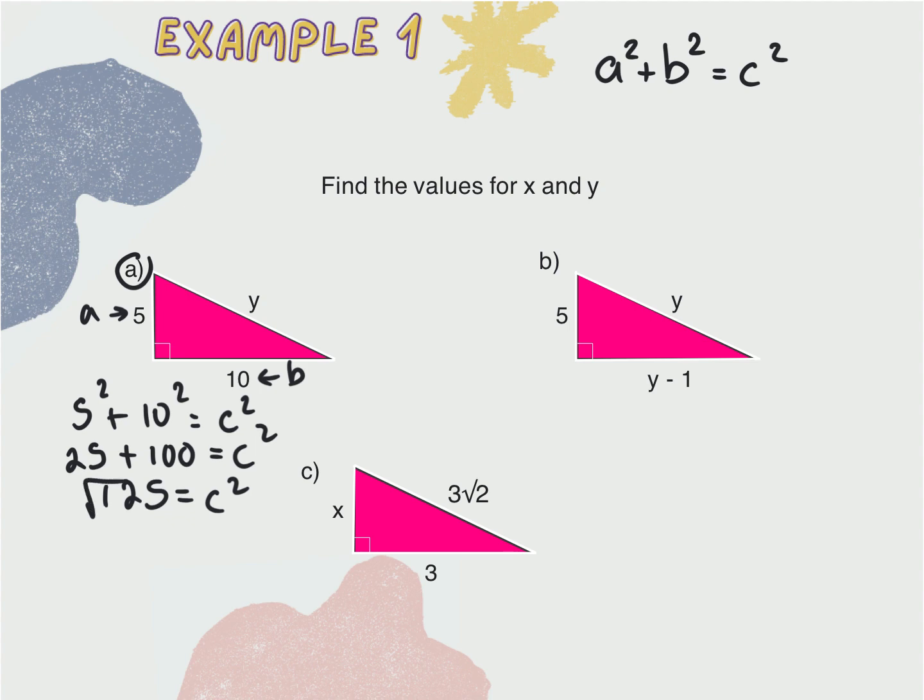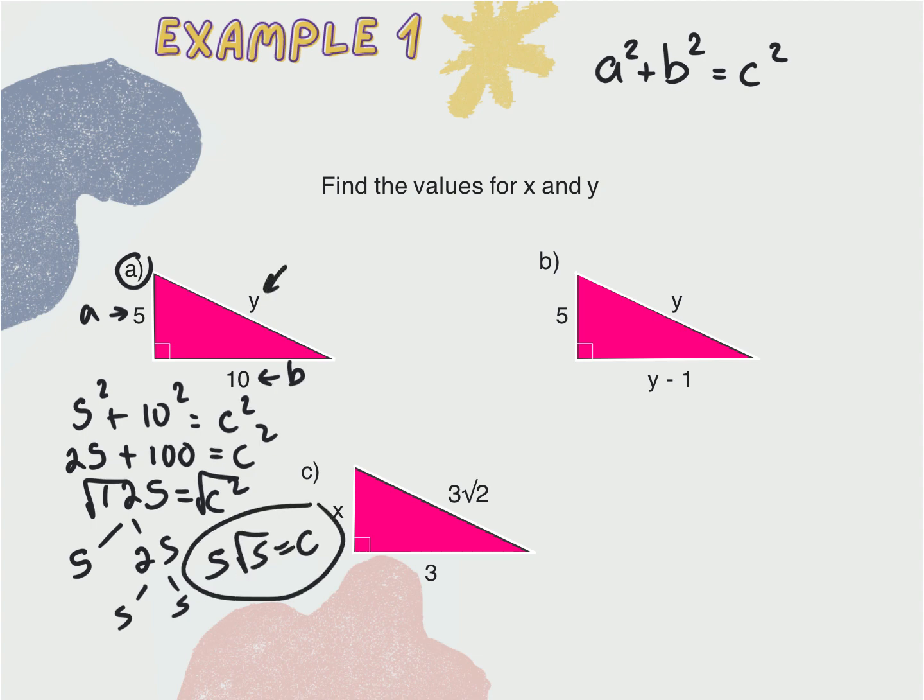So we're going to take the square root from both sides. I'm going to factor tree this to 5 and 25, 5 and 5. So we are left with that our c is 5 root 5. Now our c is the hypotenuse, which in this case is our y. So our y is equal to 5 root 5.